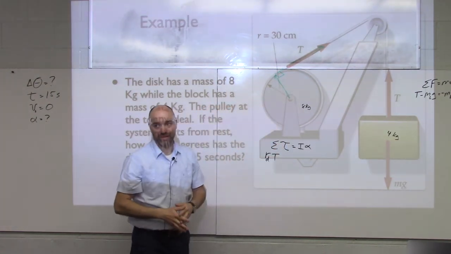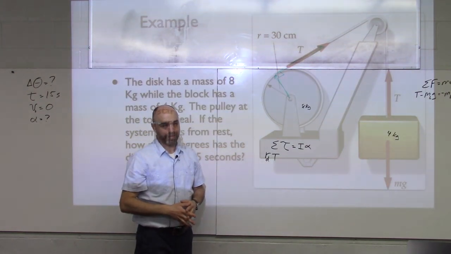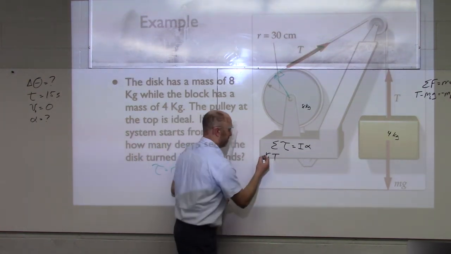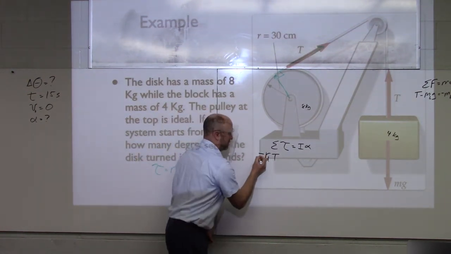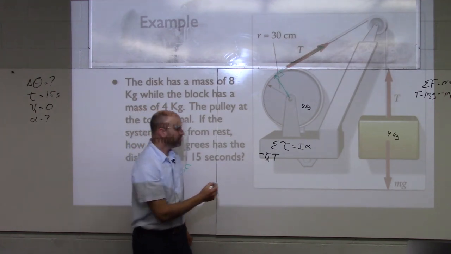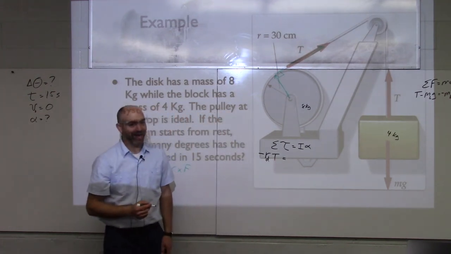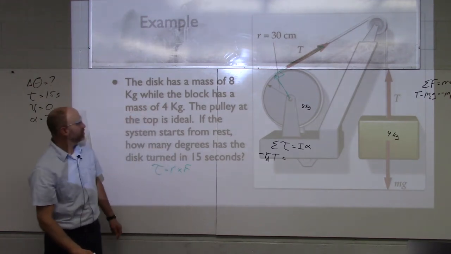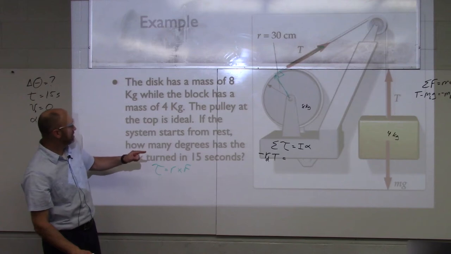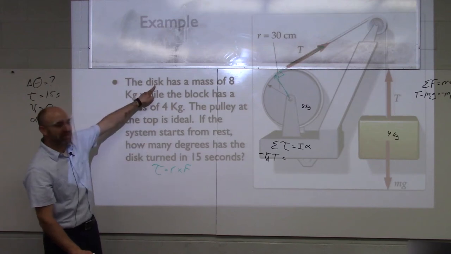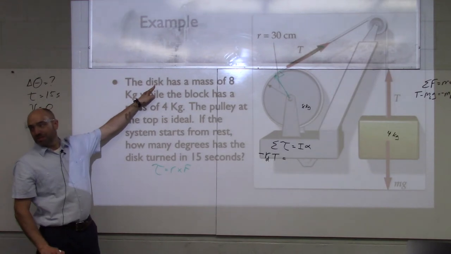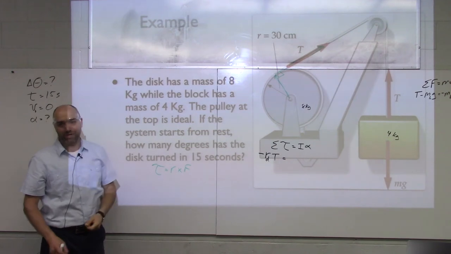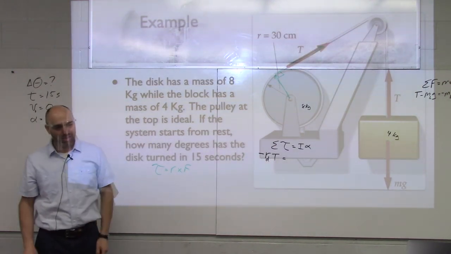What does that mean? Out of the board is positive. So into the board is negative. So this is a negative torque. This equals I. Now we need the moment of inertia. Now it told us what this thing is. Of course, you can look at the picture and see. It's a disc. So this is when you pull out your equation sheet and look for a disc and find the equation for the moment of inertia.